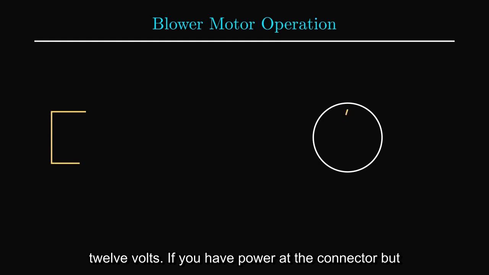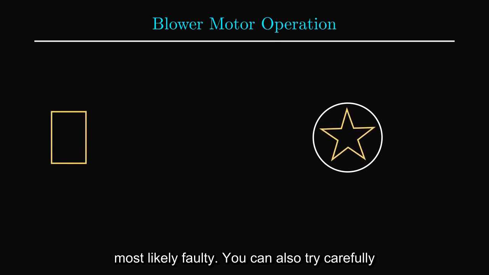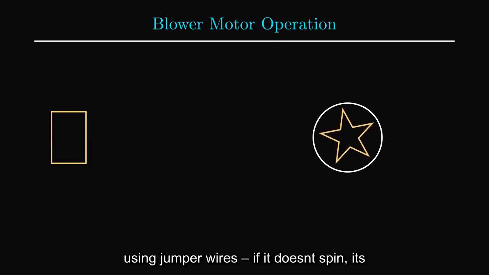If you have power at the connector but the motor isn't spinning, the blower motor itself is most likely faulty. You can also try carefully connecting the motor directly to a 12-volt battery using jumper wires. If it doesn't spin, it's confirmed dead.